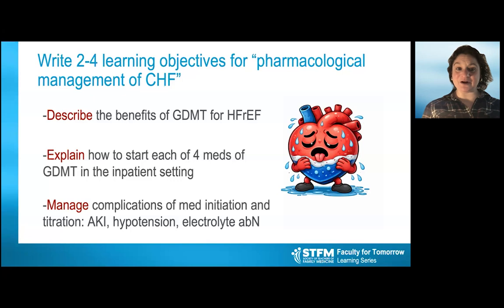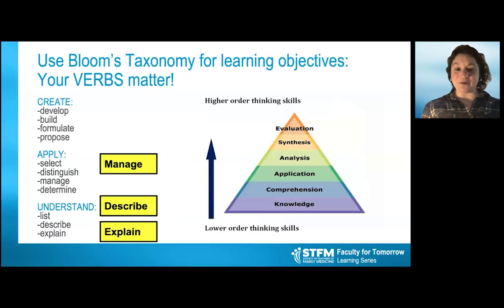Now look at the verbs here: describe, explain, manage. Now if you think back to Bloom's taxonomy, where are those? A lot of these are at the bottom. So we want our learners to basically just be able to get enough out of the presentation to maybe list some of the medications, describe how they work, describe some of their side effects, how they interact, what we need to be monitoring for. However, there's also a manage here.